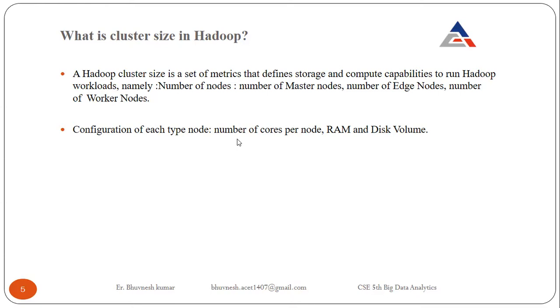Configuration of each node. In a master, there is a maximum number of processor cores, and as compared to the master, a slave has limited cores. Your processor should be of limited size as compared to your master. That is the configuration: number of cores per node, RAM, disk volume, and storage capacity should be specified. If we are increasing our nodes, then we have to provide different processors, RAM, and different storage to each and every node.